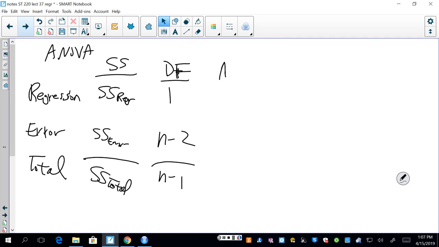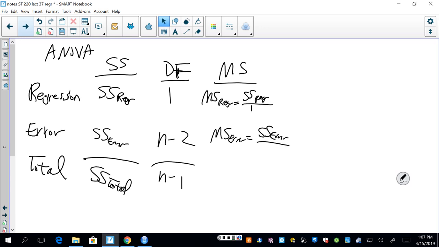Mean squares are formed just like the mean square regression: the sum of squares regression over 1 in this case. The mean square error is the sum of squares error over its degrees of freedom. And an F statistic is formed, which is the mean square regression over the mean square error.